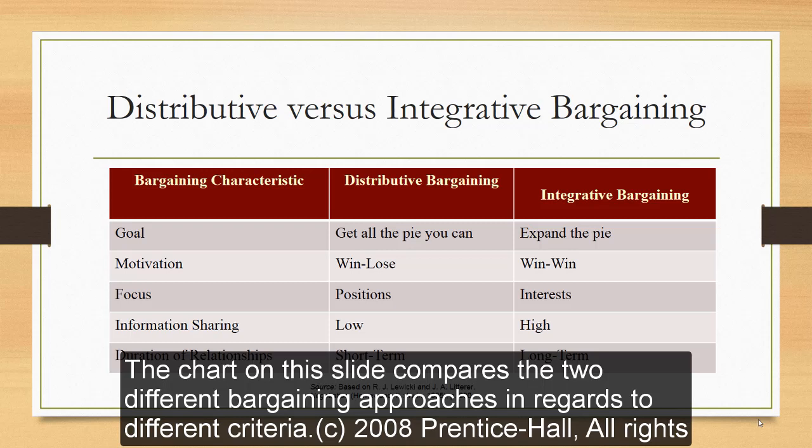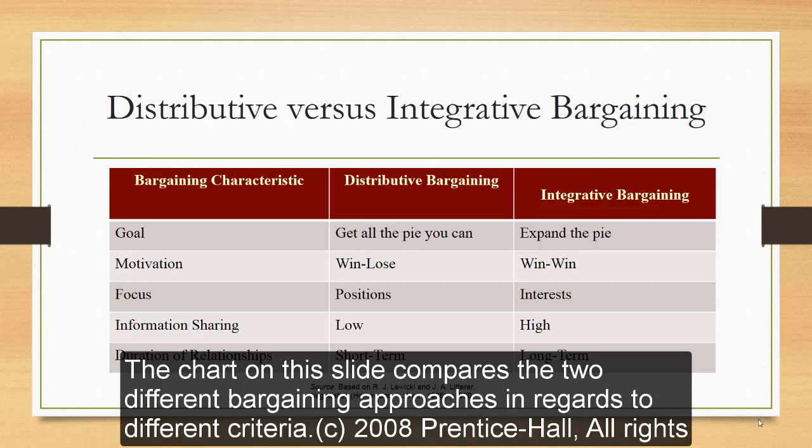In terms of their goal, when you're doing distributive bargaining, you want as much as you can get. In integrative bargaining, it's about expanding the pie, like growing the business, so everybody can get more. Another characteristic is motivation. In distributive bargaining, we want to win and make them lose. In integrative bargaining, it's win-win.